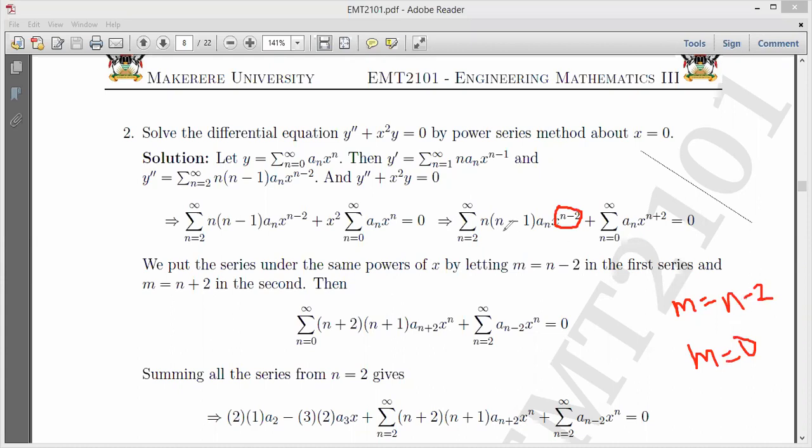Remember this n, we are running from n is equal to 2, so when we throw a 2 here, 2 minus 2 gives us a 0. That's why this n running from 2 has become n running from 0. Remember when I say m, if m is this, then after I can take it back to n.